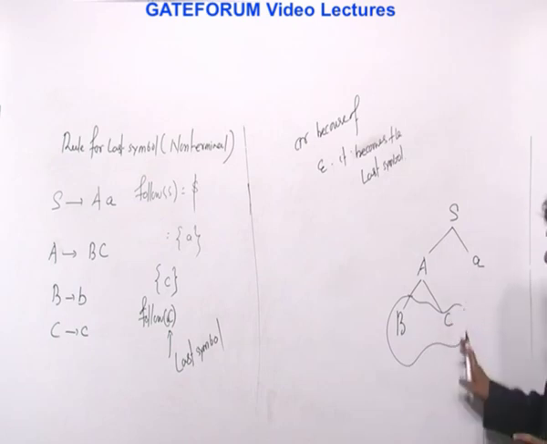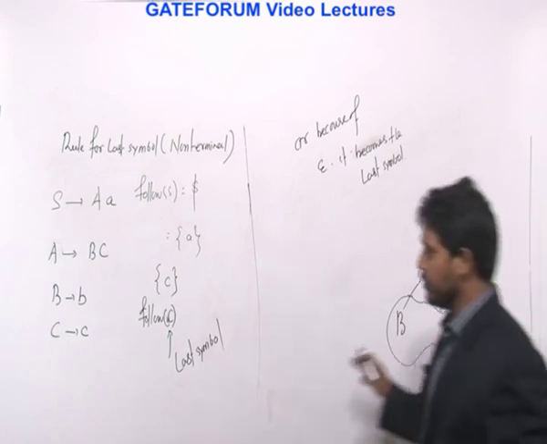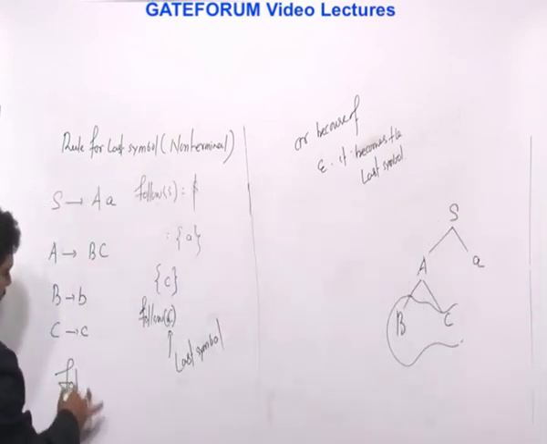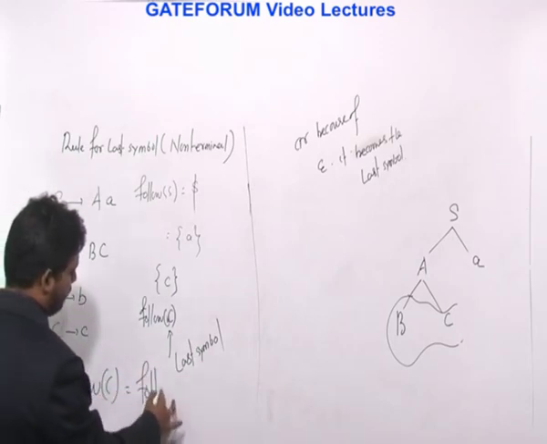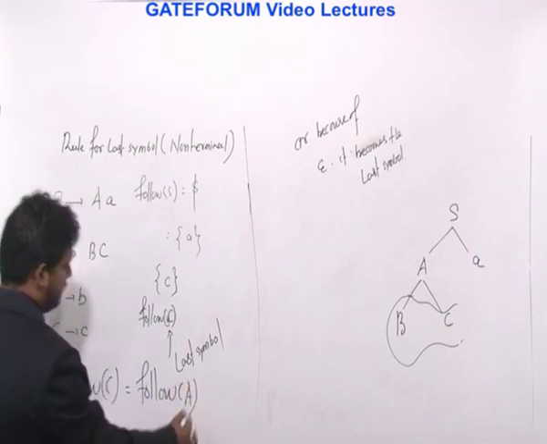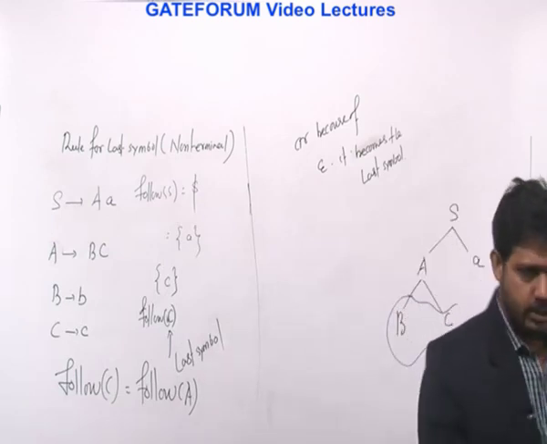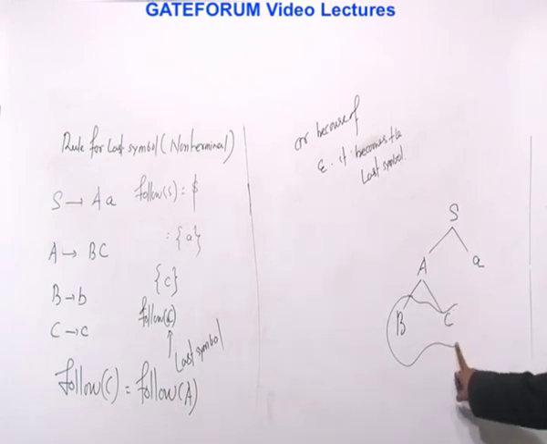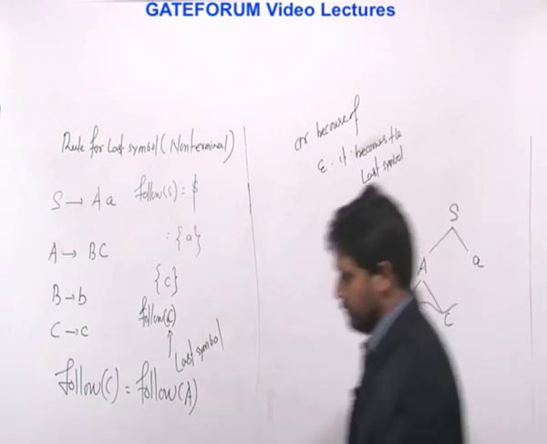Okay, so C, after C nothing is there, so this C will follow the same symbol that this A is following. That is the rule: follow of C, last symbol rule, follow of C will be equal to follow of A. Follow of C is follow of A. This is the situation: for the last symbol, follow of C is equal to follow of A. Why? Because after C nothing is there, so no symbol will come, but C is coming from A, so whatever A follows, C will also follow the same thing.